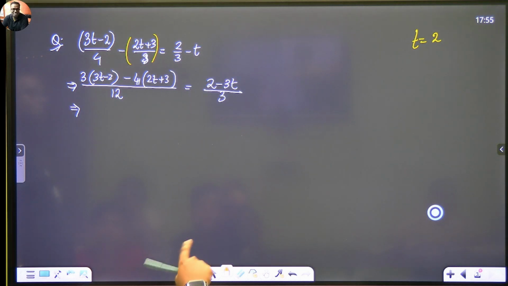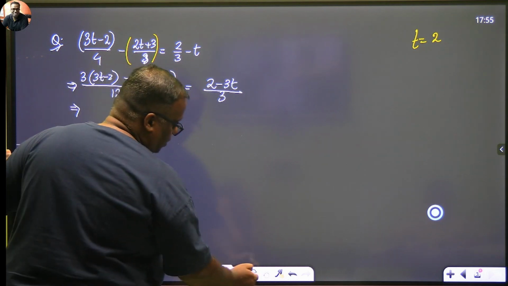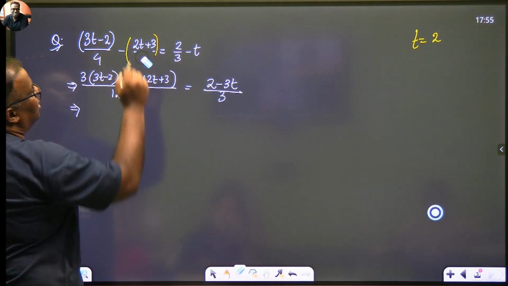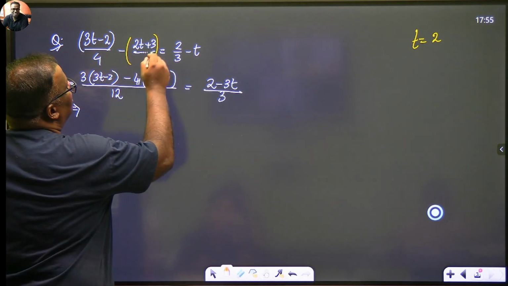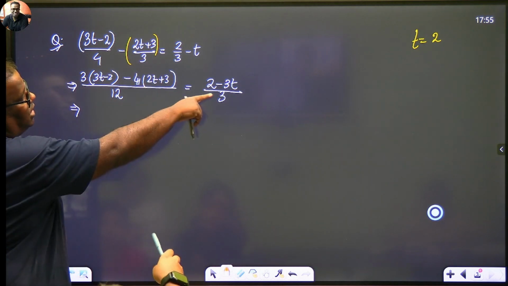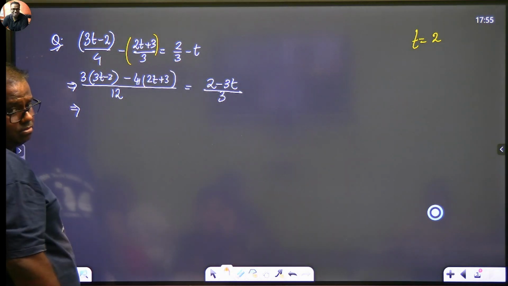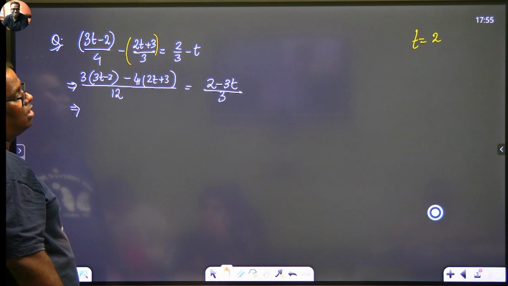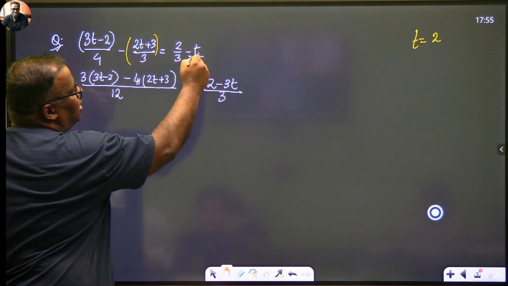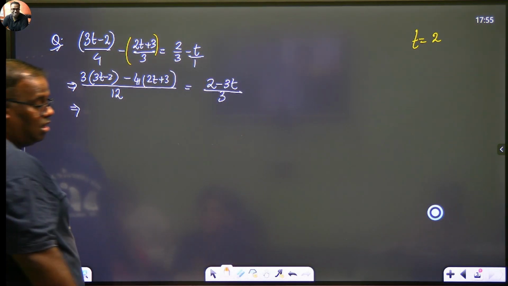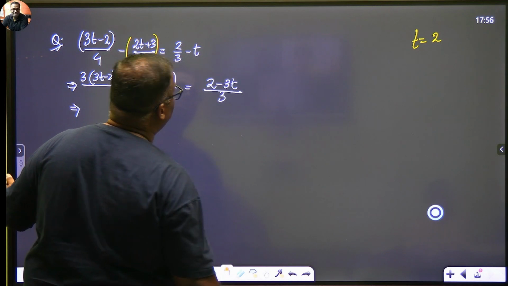2 minus 4t by 3. Why 2 minus 4t by 3? Why 2 minus 4t by 3? Tell me. The denominator is which one? Which one? This side. 3 is the LCM. T के नीचे t by 1 है ना? हाँ, T मतलब t by 1.